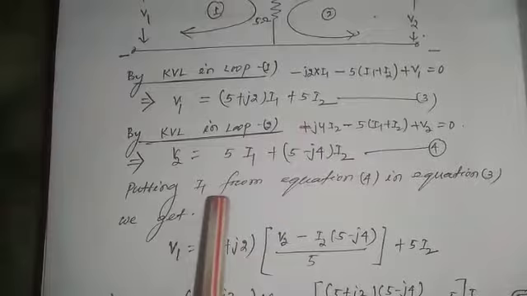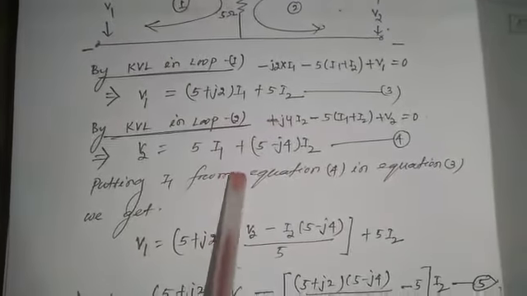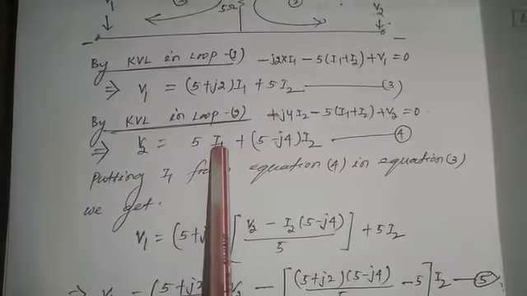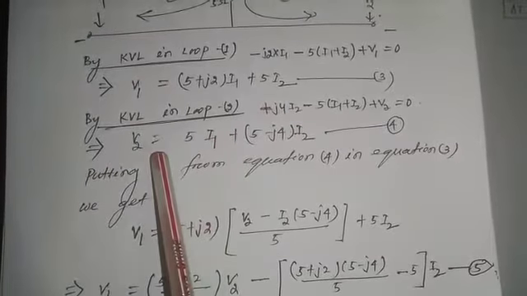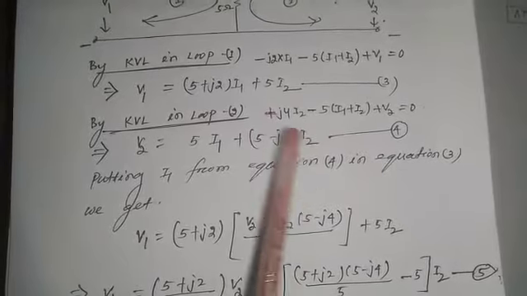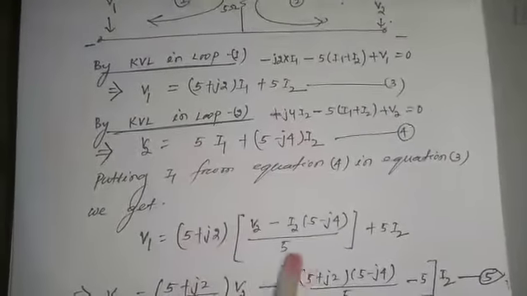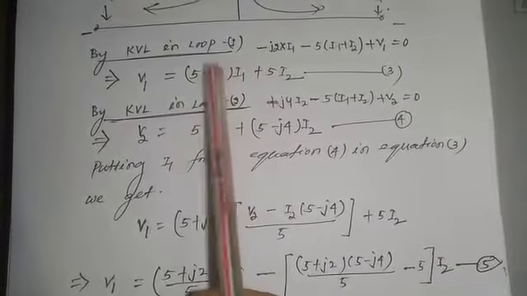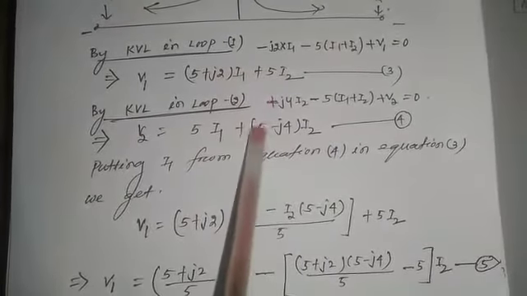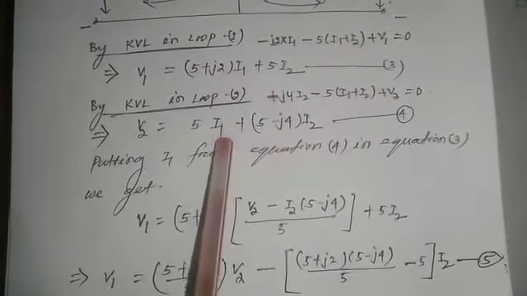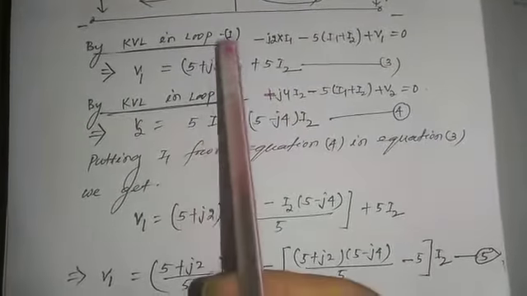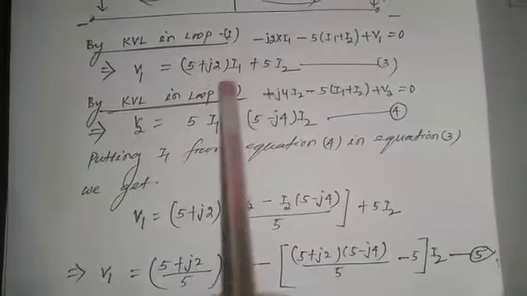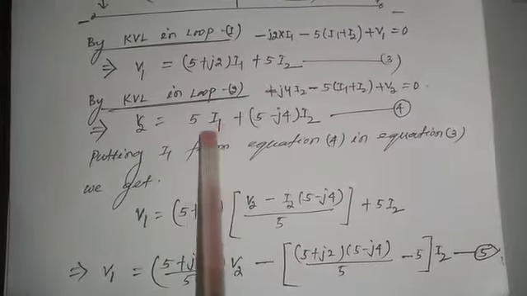Okay, you see here, putting I1 from equation 4 in equation 3 we get, means from equation 4 we calculate I1. What is the value of I1? V2 minus I2 into (5 minus j4), divided by 5. That is from this equation. Now from equation 4, I1 like this, put in equation 3 at the place of I1. At the place of I1 you put this I1 from equation 4.